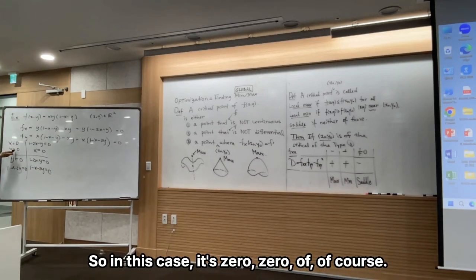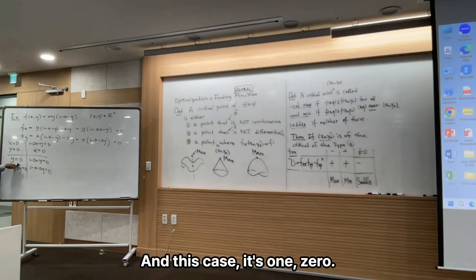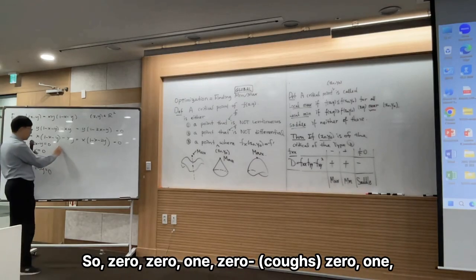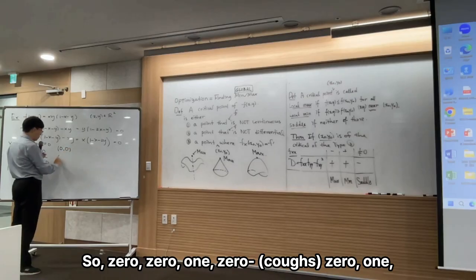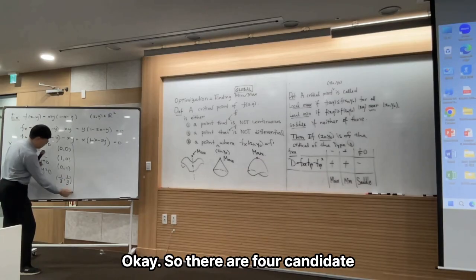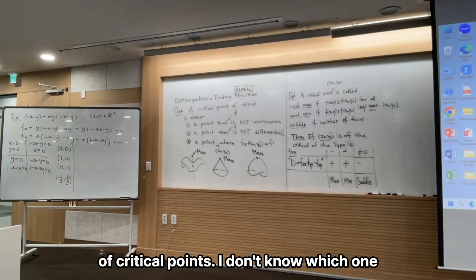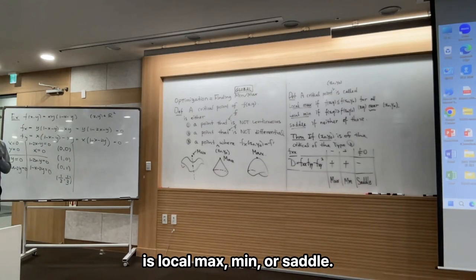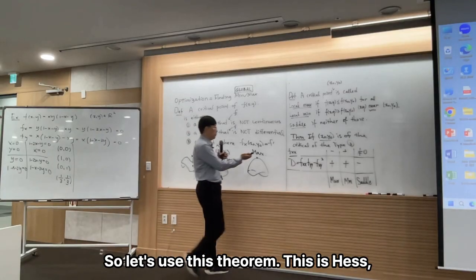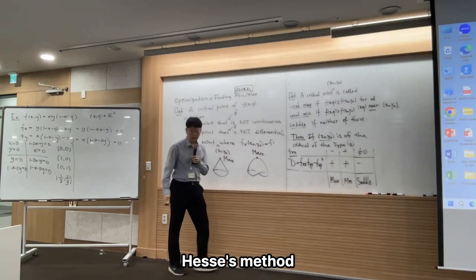So in this case, it's (0, 0), of course. And in this case, it's (1, 0). In this case, it's (0, 1). And in this case, (1/3, 1/3), right? So (0, 0), (1, 0), (0, 1), and (1/3, 1/3). Okay, so there are 4 candidates for critical points. I don't know which one is a local max, min, or saddle. So let's use this theorem, the second derivative test.